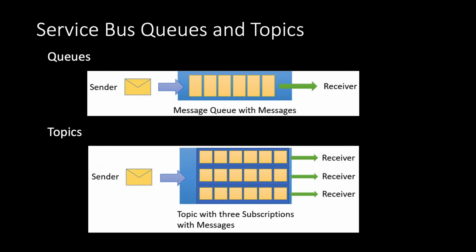Service Bus stores messages for both queues and topics in durable, triple redundant storage to ensure that a message is not lost before a receiver, or all receivers in the case of topics and subscriptions, is able to receive it.